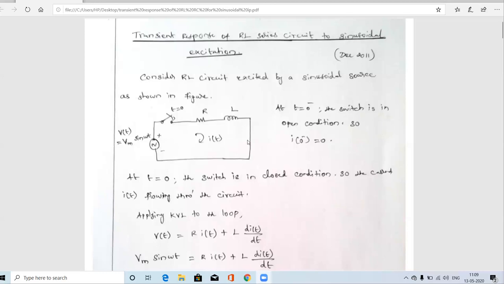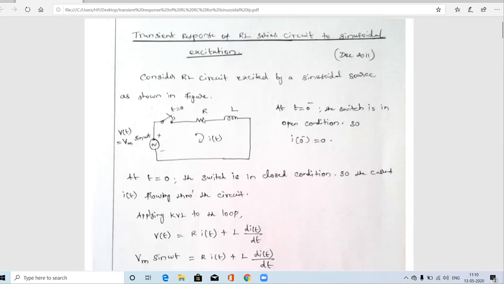So first, we have to consider an RL circuit excited by a sinusoidal source as shown in the figure. We draw one series RL circuit, and for this circuit we apply a sine wave as input. What is the expression for the sine wave? Vm sine omega t. So the sinusoidal expression is Vm sine omega t. This sine waveform is applied as input to this RL circuit, and we are going to discuss the current flowing through it.